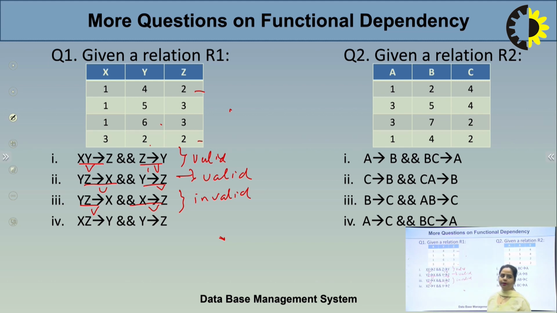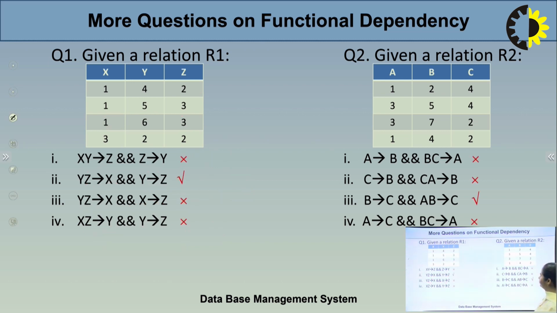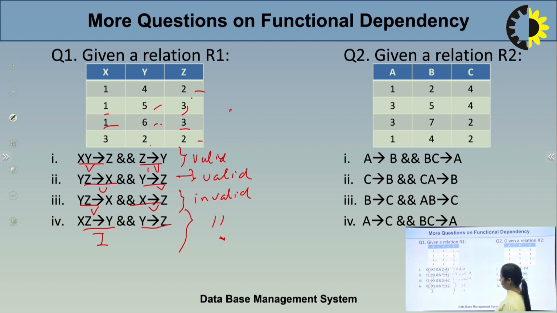In the next example, XZ tends to Y. On XZ we have 1 2, 1 3, 1 3. Here 1 and 3 is repeated. On this we have to check the value of Y. We have different values of Y, so this is invalid. If one is invalid in an AND operation, the other, whether valid or invalid, makes it completely invalid.